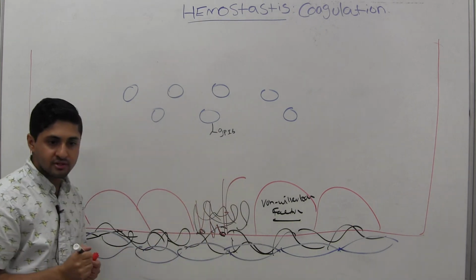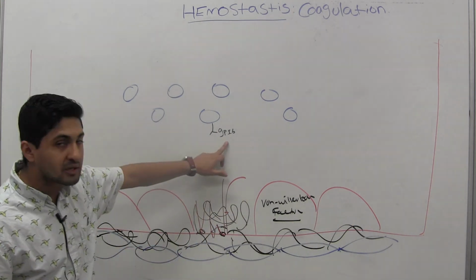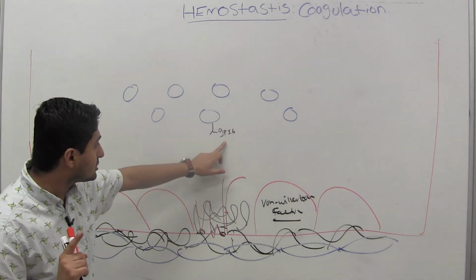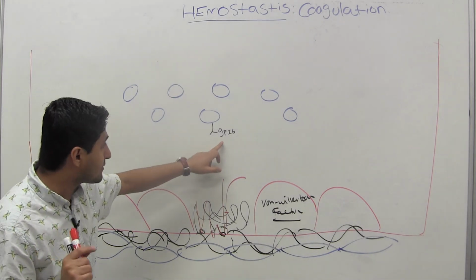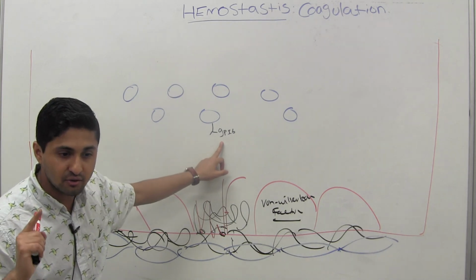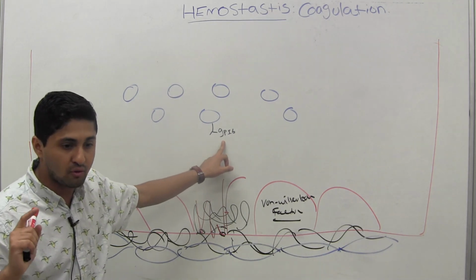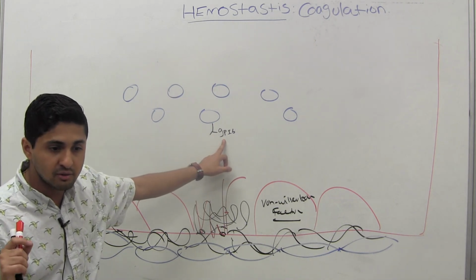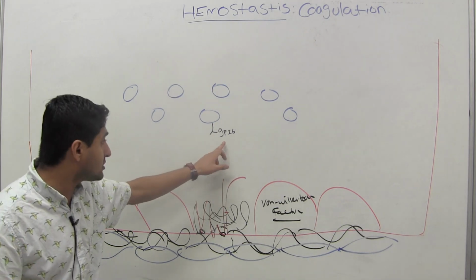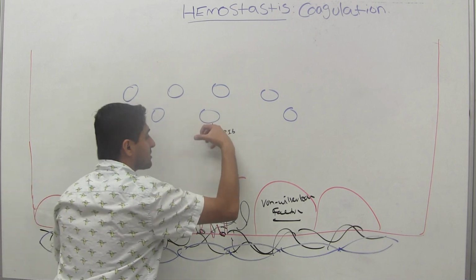Guys, you have to understand this, right? Remember, clinically, sometimes the platelets are there, but they have a receptor deficiency, okay? And if you have the receptor deficiency, there's a clinical pathology called Bernard-Soulier syndrome. That's what they call it, all right? So these guys come and stick together.